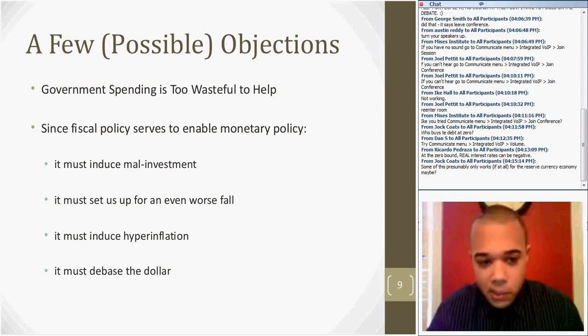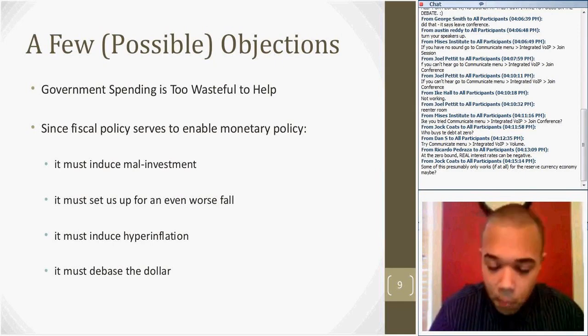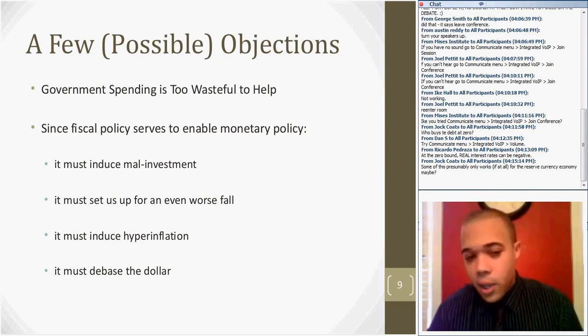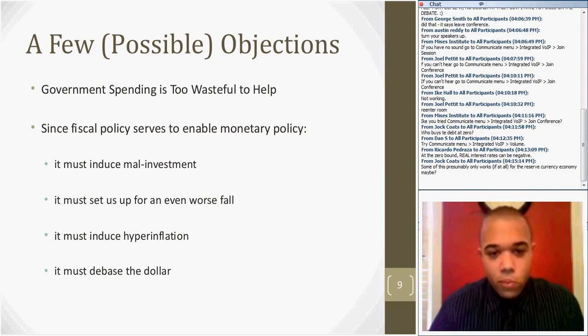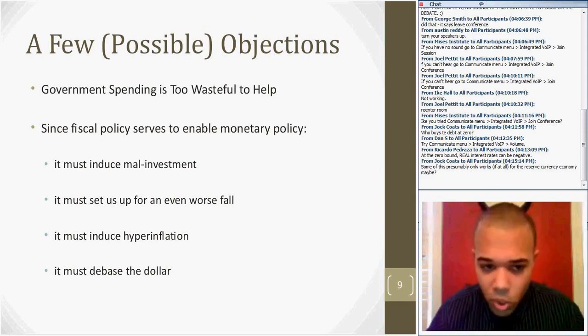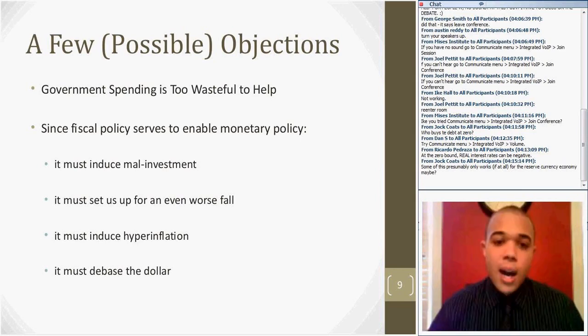You could say, well, government spending is too wasteful to help. I think that's really a public choice thing. I wouldn't advocate focusing on wasteful spending. And indeed, I tend to push tax cuts as the way to do this. And in particular, certain kinds of tax cuts that I think are particularly stimulative.